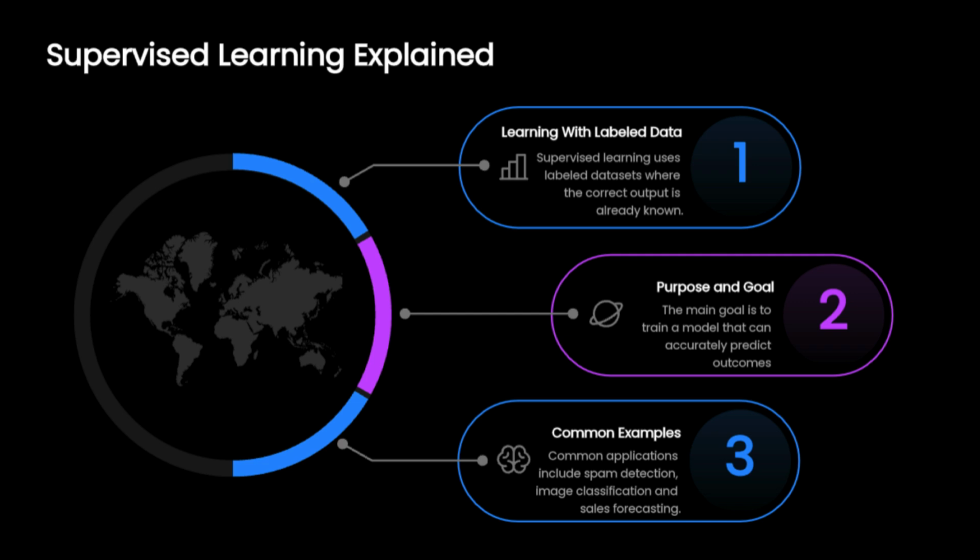The main goal of supervised learning is to train a model that can accurately predict results for new, unseen data. Some common real-world examples include email spam detection, image classification, sales forecasting, and price prediction. So whenever you have historical data with correct answers available, supervised learning is the best choice.